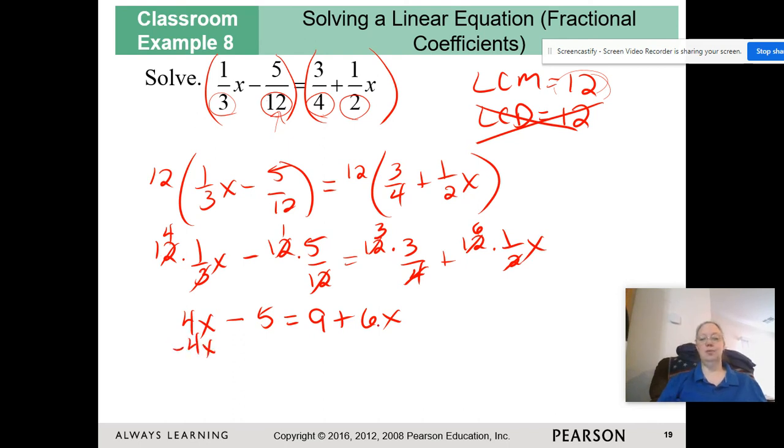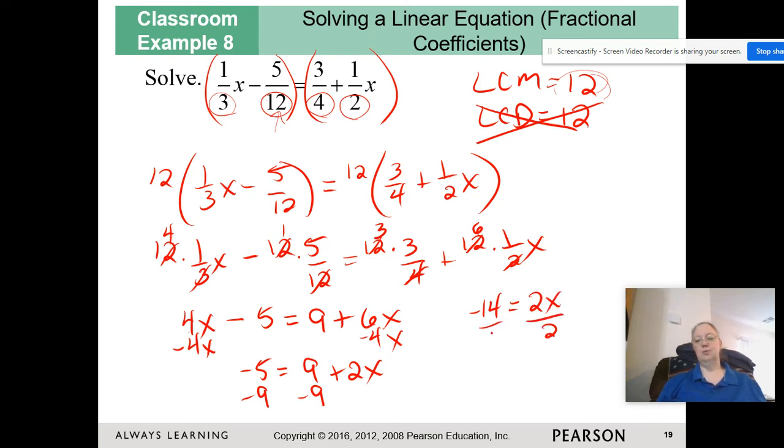This right here is one of the most valuable things you can learn for solving linear equations. So I am going to get my x's on the same side, get my constant on the same side. Divide by 2, and I end up with -7. Okay.